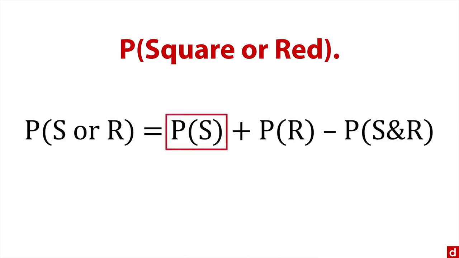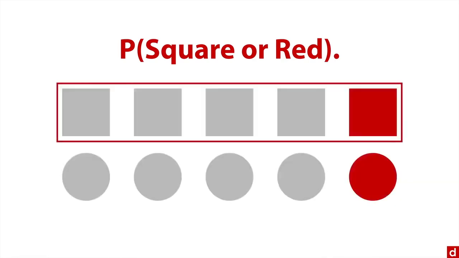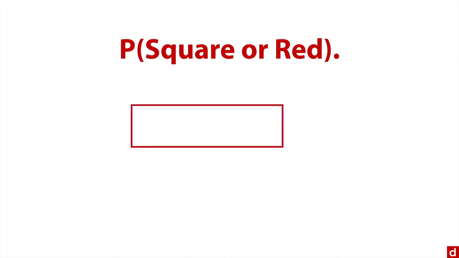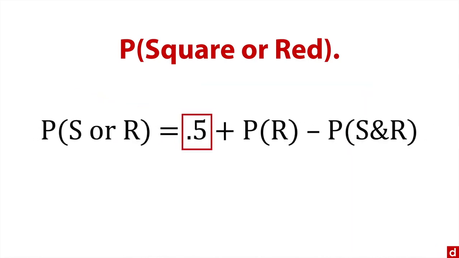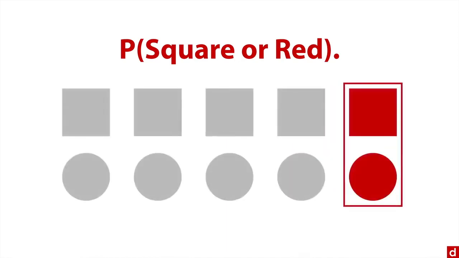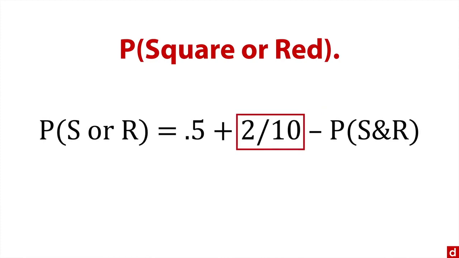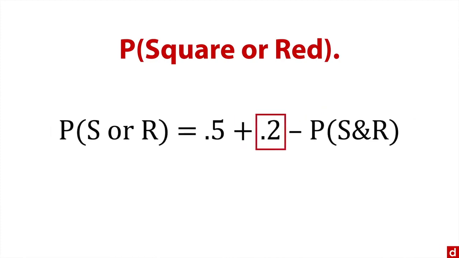Let's get the probability that something is a square. Well, we go back to our probability space. You see we have 5 squares out of 10 shapes total. So we do 5 over 10, that reduces to 0.5. Okay, next up, the probability of something red in our sample space. Well, we have 10 shapes total. 2 of them on the far right are red. So that's 2 over 10. And you do the division, you get 0.2.